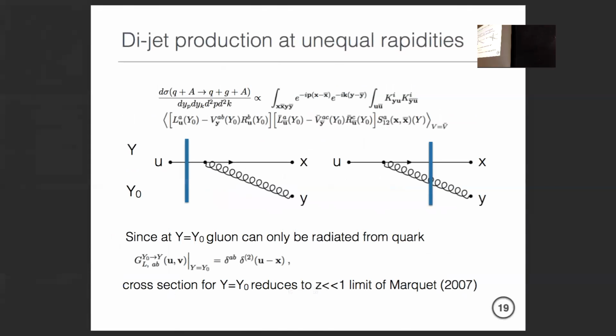Of course, if you take this and close the gap, so you reduce the rapidity separation to 0, you can recover the usual thing that you get from CGC. So you do this here, the soft splitting limit.